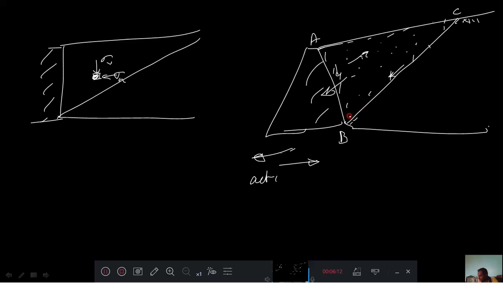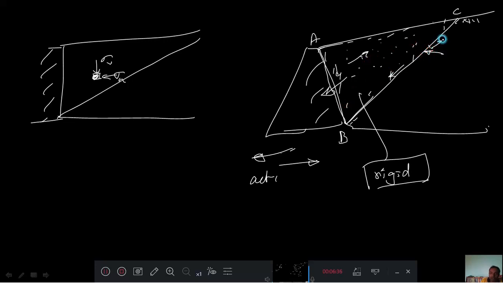Okay, this is Coulomb's theory, and Coulomb further said that this wedge is assumed as rigid. It will not collapse part by part. This wedge ABC will not collapse part by part; it will slide over this surface, or it will be moved upwards over this surface, but it will not fail particle-wise. These are the assumptions made by Coulomb.